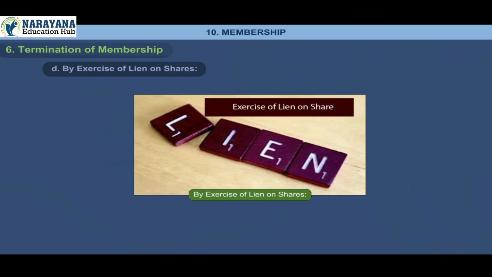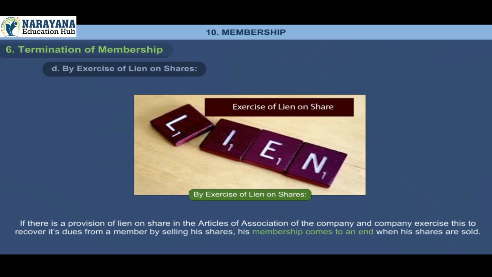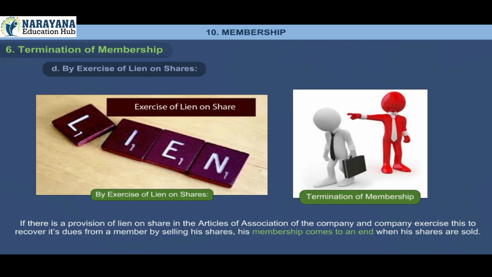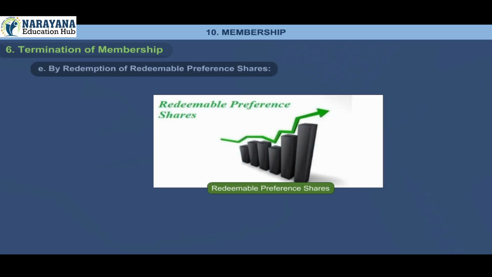D. By exercise of lien on shares. If there is a provision of lien on shares in the Articles of Association of the company and the company exercises this to recover its dues from a member by selling his shares, his membership comes to an end when his shares are sold.